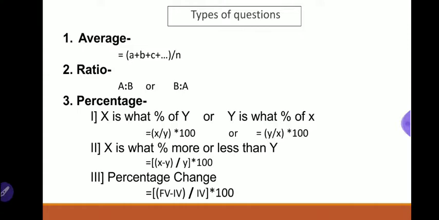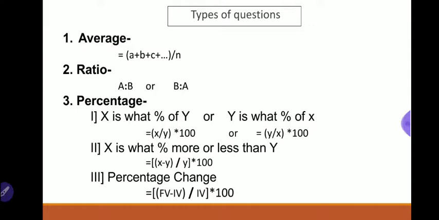After average and ratio, next is percentage. They will ask you to calculate a percentage, and there are various cases that we will see. First case, they may ask to find x is what percent of y. In that case, you just take the ratio x divided by y into 100 for finding the percentage. So x is what percent of y can be found by x upon y into 100. Vice versa, they may ask to find y is what percent of x. Therefore, you find y upon x into 100.